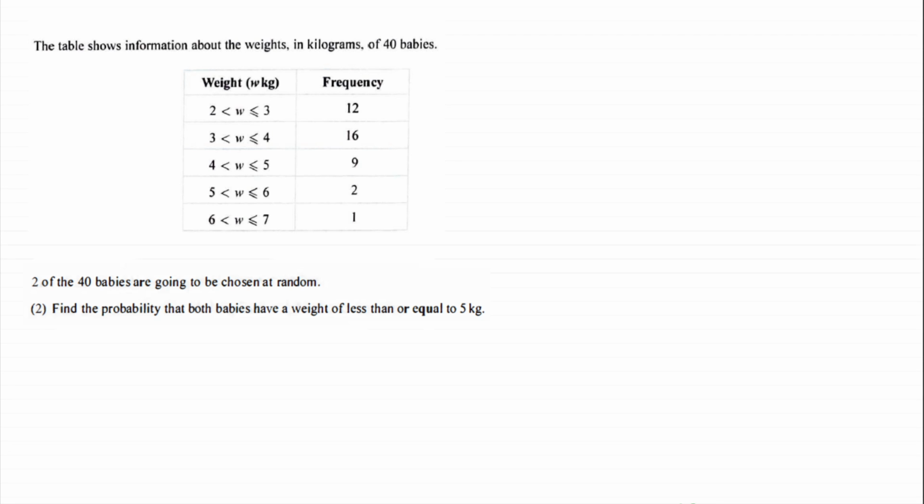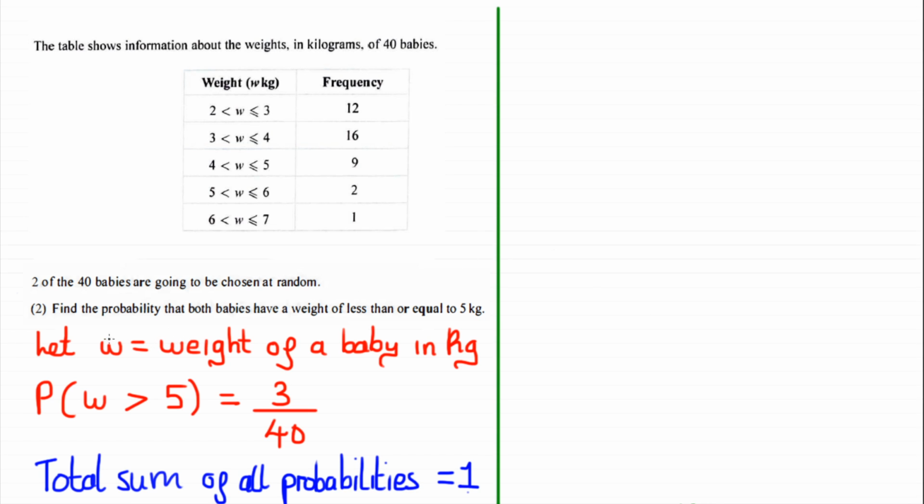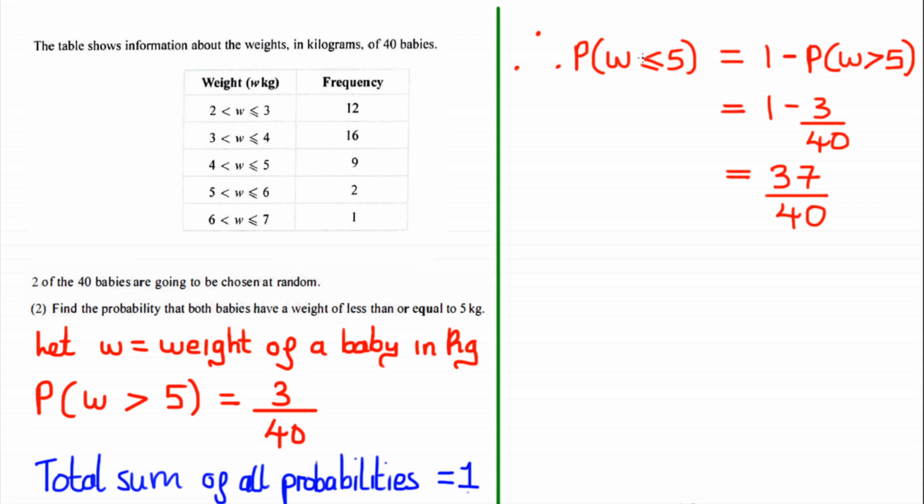All right. So we're going to start off again, just as usual, with defining the weight. Okay, so we're going to define W to be the weight of the baby in kg. From the previous question, we found out that the probability that W is greater than 5 is equal to 3 over 40, as so many of you did correctly. Now, using the fact that the total sum of all probabilities is equal to 1, looking at what they've asked for, the probability of the weight being less than or equal to 5 is equal to 1 minus the probability of W being greater than 5, which is equal to 1 minus 3 over 40, which is equal to 37 out of 40.